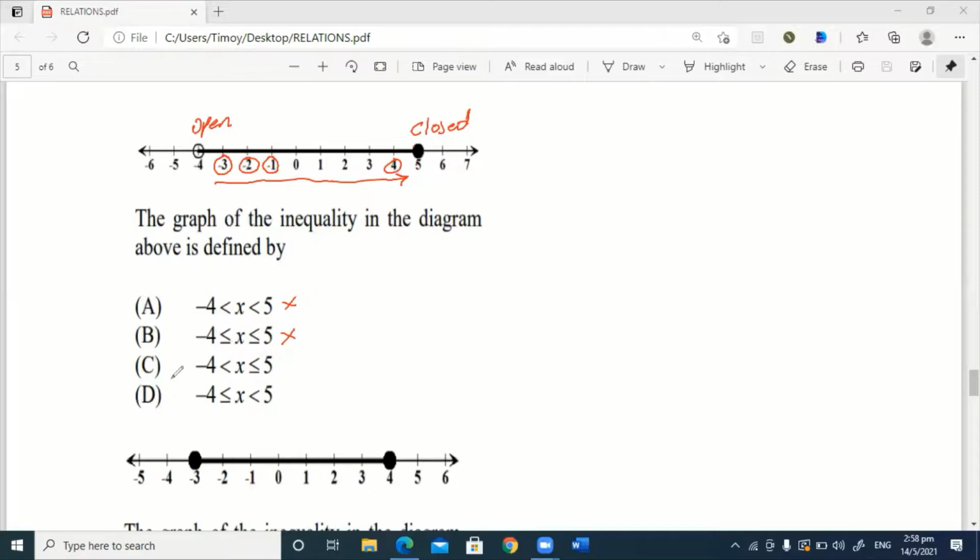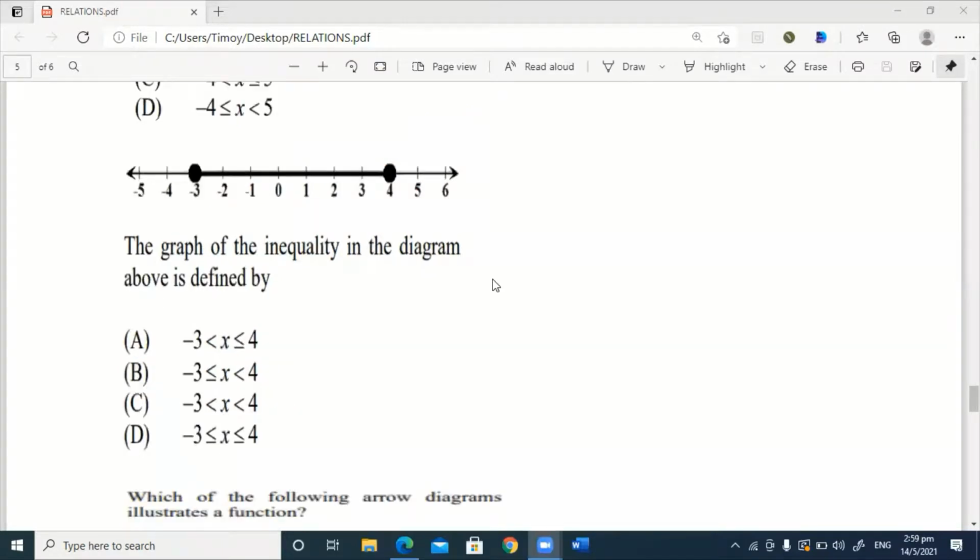Now, for option C, it says x is greater than -4 and x is less than or equal to 5. So let's double check. That's the answer there. So C is the answer here. And you can see that D would never be the answer because it says x is greater than or equal to -4. And for it to be greater than or equal to -4, the circle would have to be closed here. So it would have to be shaded. So you can see that D is not the answer either.